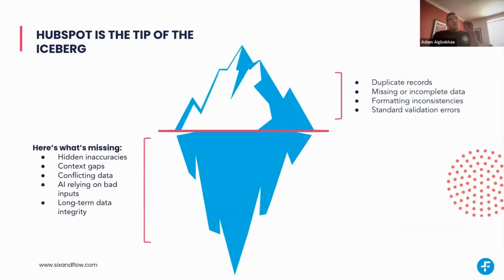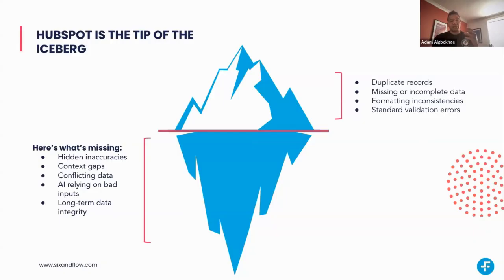And then one of the final points I would make on this is that any of the data issues that you see in HubSpot, they're normally just the tip of the iceberg. I don't mean to be negative about that, but from personal experience, whenever you're seeing duplicate records, missing or incomplete data, formatting inconsistencies, and validation errors, HubSpot's doing all of that algorithmically. So it's just looking for really common examples of all this stuff. When we see this, we normally also see there's going to be context gaps. There's going to be conflicting data.